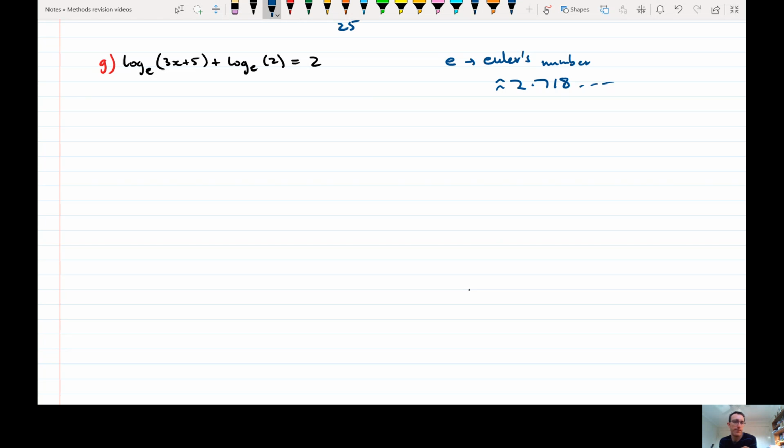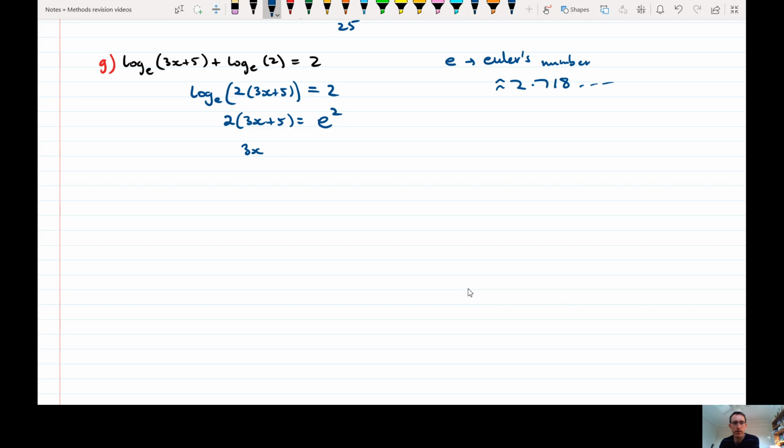But just because we have Euler's number for a base doesn't mean we do it any differently. It works the same. So same base, the plus between two things, we multiply them. We have log e of 2 bracket 3x plus 5. You could actually write ln instead of log base e. That's just a habit I have of log base e. And then we have 2 bracket 3x plus 5, and we use our conversion to index form, which is e squared. That one we can't simplify any further because we don't have a whole number for that.